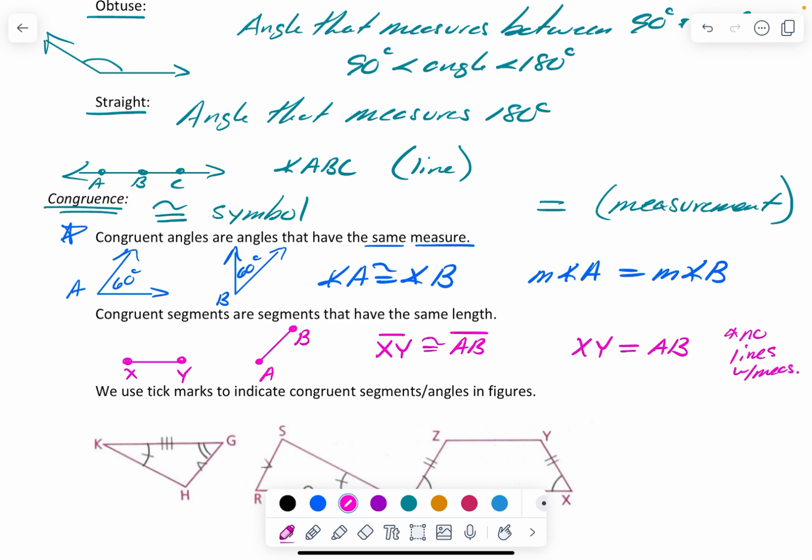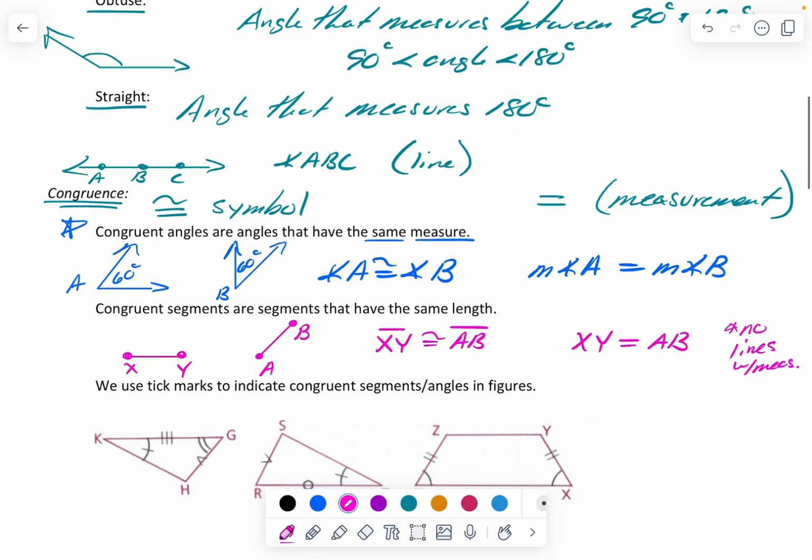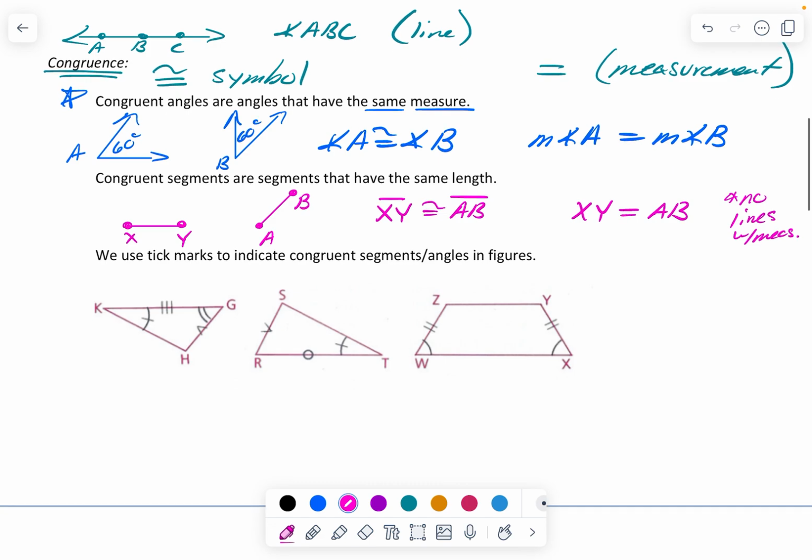When we talk about the measurement, no lines with the measurement. So it's kind of like the distance between points X and Y and the distance between points A and B are equal. So all these little notation things we're going to get used to, and you will learn it with practice. A lot of times we use tick marks or extra lines to indicate congruent measures.